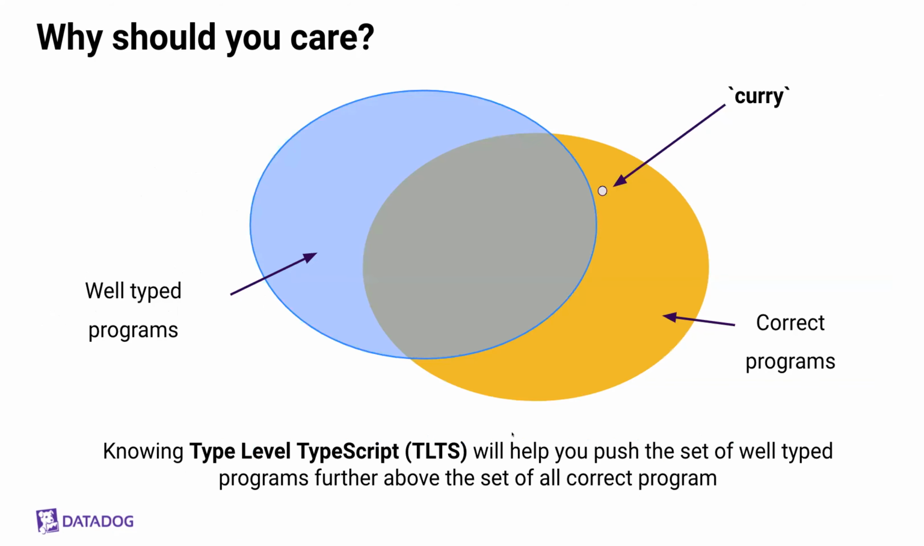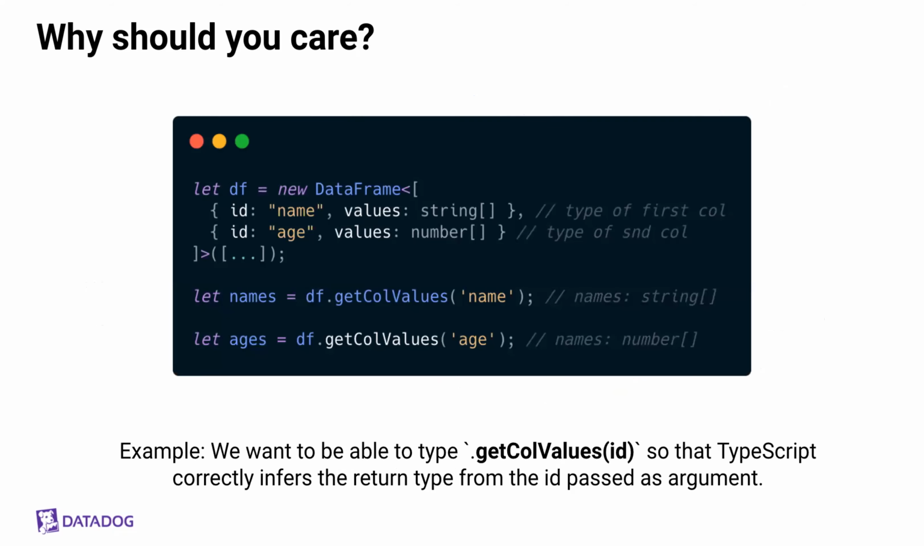And so on our diagram, curry would be here. It's a correct program, but it's pretty hard to type. And what I'm going to show you is a way to push the set of well-typed programs further on top of the set of correct programs, in order to cover the curry case, for instance. So it's really something that you can apply.